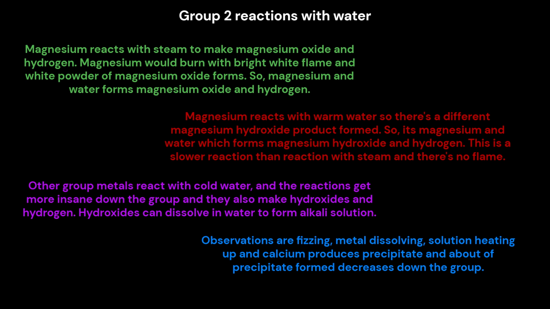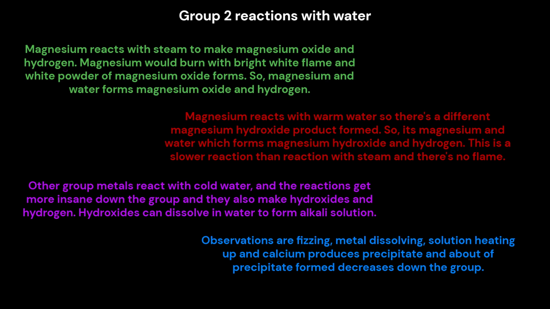Magnesium also reacts with warm water, but a different product, magnesium hydroxide, is formed. So, magnesium and water forms magnesium hydroxide and hydrogen. This is a slower reaction than the reaction with steam, and there's no flame.